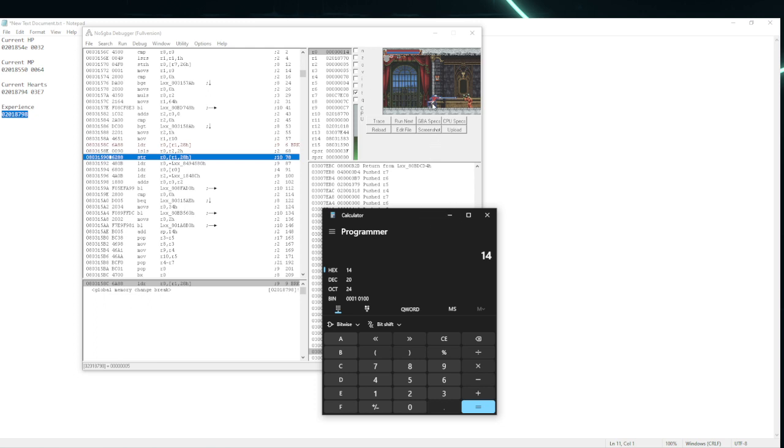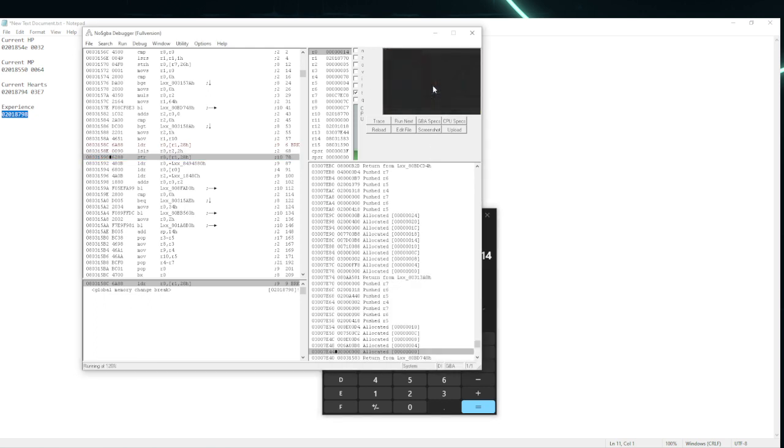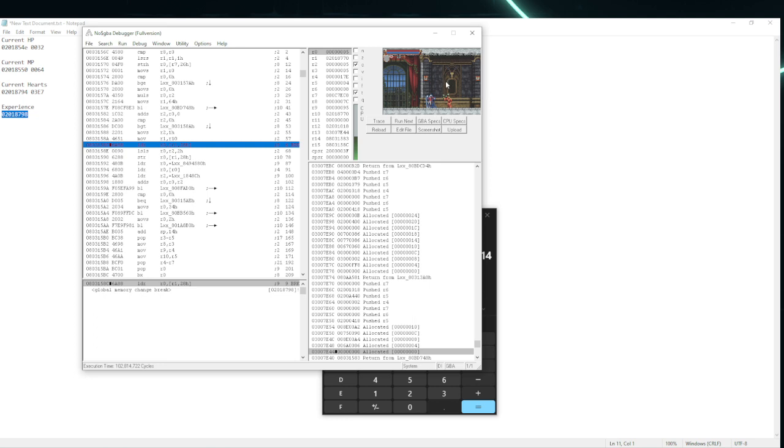So let us go back to the game. If I press start, we'll see we have 20. I kill the next person. Okay, the game froze, so that means it caused a break. I just click to go back into the game. Why is it not storing? We got a problem here.